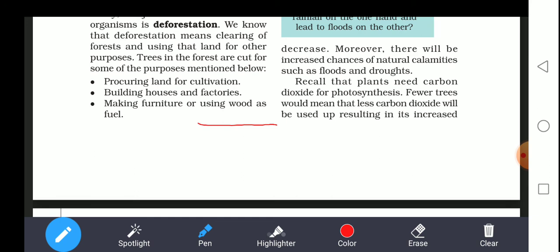So next we will study the next topic in this chapter. This is the introduction part: what is deforestation and its causes? So that's this much for today. Next we'll study the remaining topics.